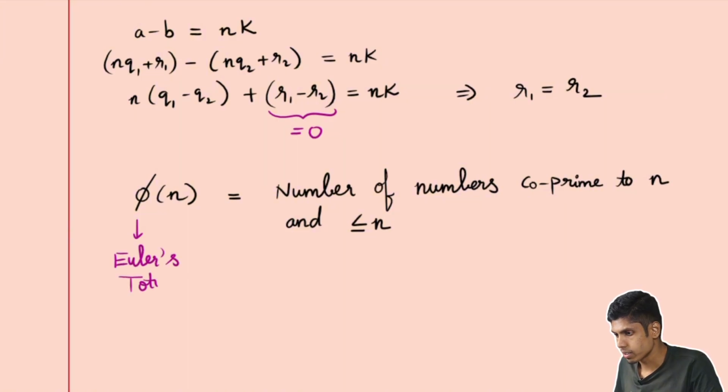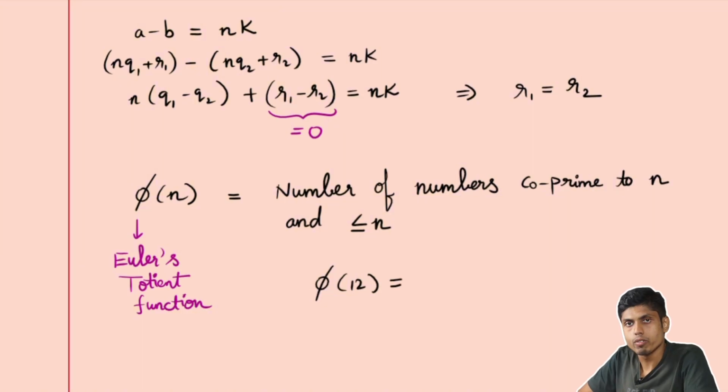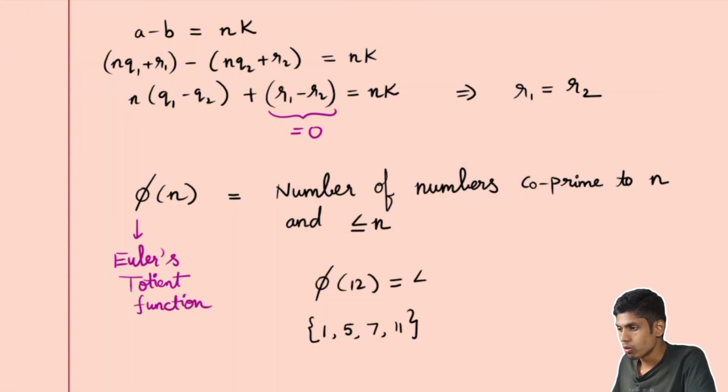Let's take a quick example. What is phi of 12? I request you to compute this once by yourself. Phi of 12: the number of numbers coprime to 12 and less than or equal to 12. So let's enumerate the set. 1 is less than or equal to 12 and it is coprime to 12. Same goes with 5, and the next number is 7, and 9 will not be coprime as 3 is a common factor, 10 is not, 2 is a common factor, then 11. So you see, 4 is the value of phi of 12.